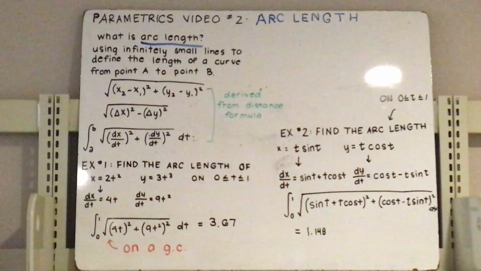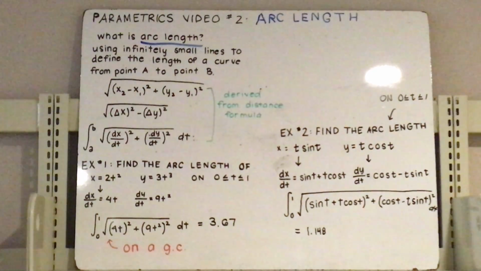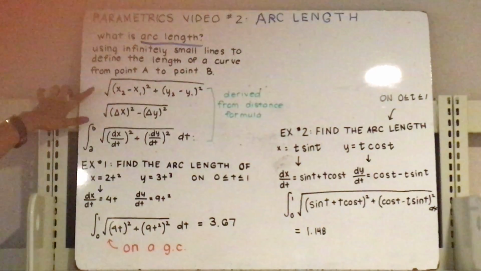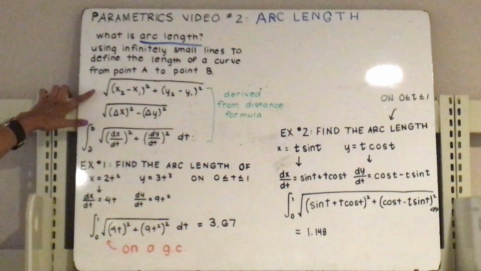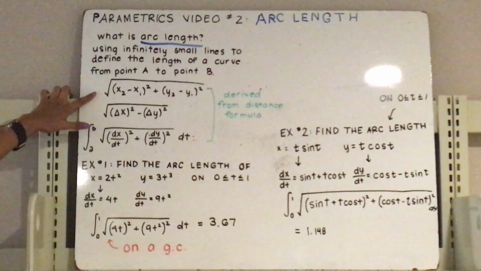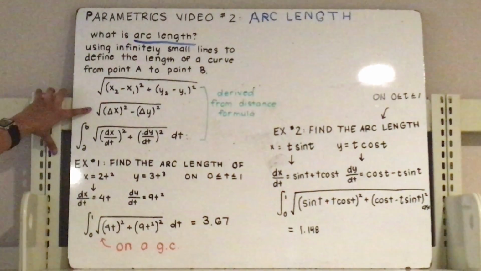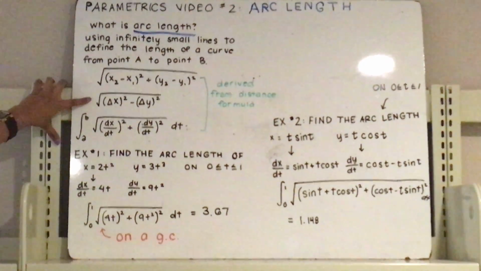It's the idea of using infinitely small lines to define the length of a curve from point A to point B. And as you can see, it's derived from the distance formula. So you start out with the normal distance formula, x2 minus x1 squared plus y2 minus y1 squared, and then you square root that. That can also be written as delta x squared plus delta y squared.